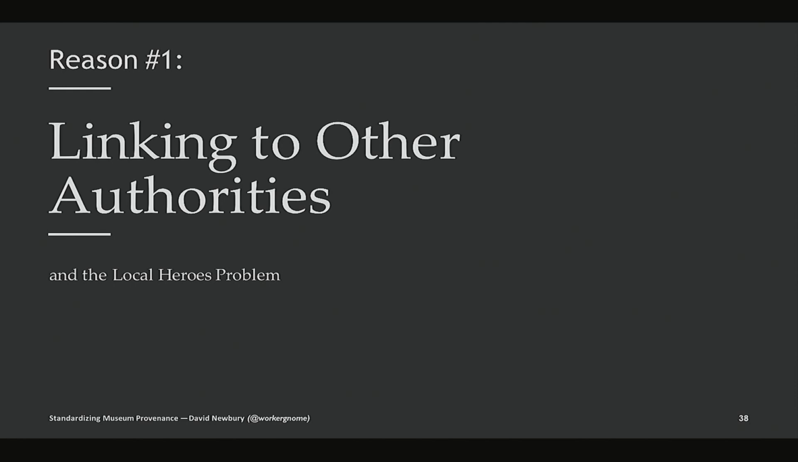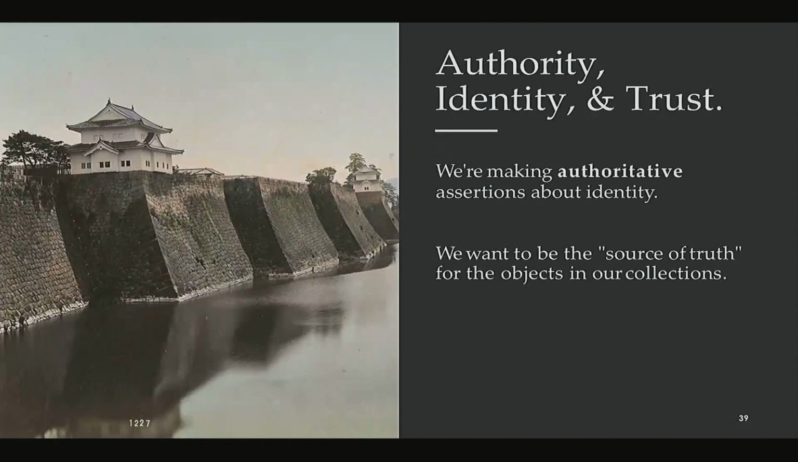So this is one of the first things that linked data enables really nicely, is this linking to other authorities. And this is one of these topics that comes up a lot at museums. It's this concept of authorities and identities and trust. When I say that Mary Cassatt created this painting, I am asserting something about the universe. I'm making a statement of fact. And if I'm a museum, I'm doing that as an authority on that painting. Because I'm the source of truth for that painting. It's in my collection, and it's my job as a museum to be that authority.